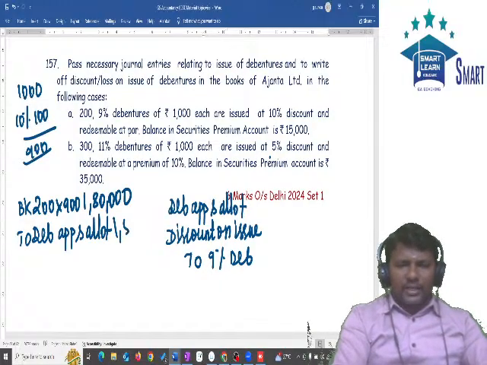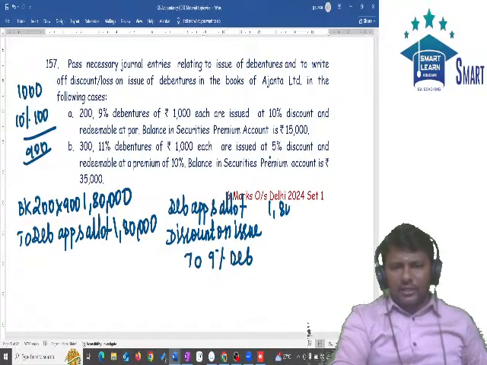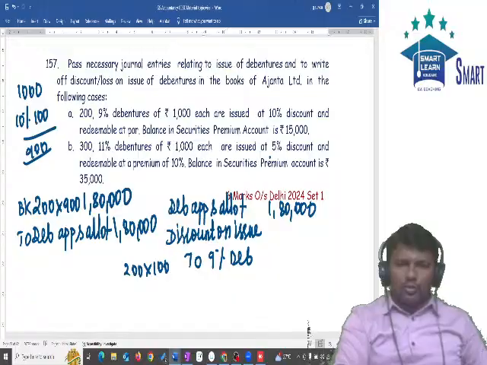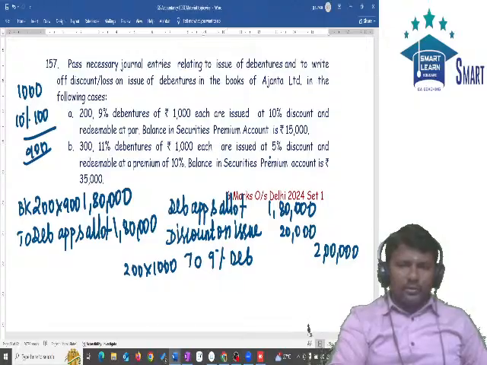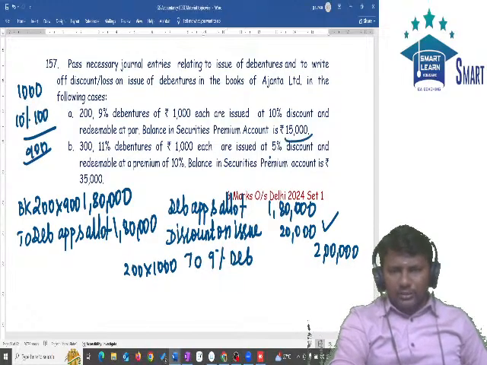Now second entry: debenture application and allotment 1,80,000 and the number of debenture. How many debentures do we have in total? 200 debentures. 200 into 1000 will give you 2 lakh. So always debenture should be credited with face value. In this 2 lakh, 10 percentage comes to 20,000. So the discount entry is over.